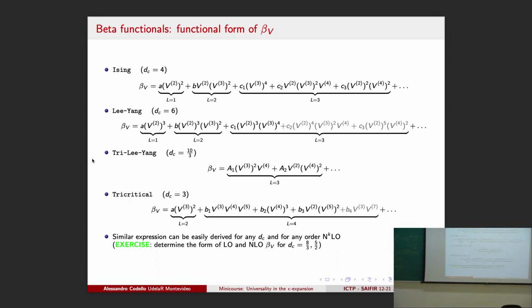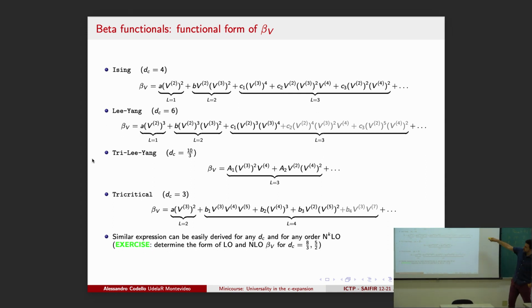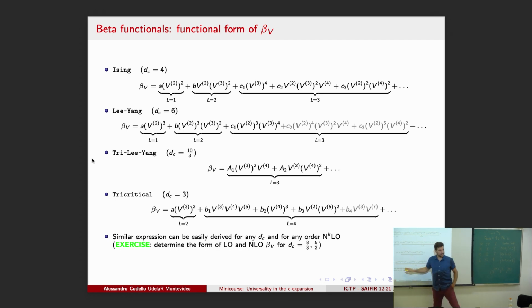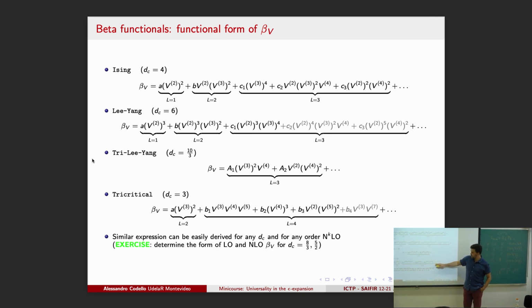Now you see that we can do this for each one of these orders. In particular, let me stress the new interesting thing: this is how the beta functional looks for this theory that has upper critical dimension 10 over 3. Or, for example, look at this theory, which is the tricritical theory. It has the leading order at two loops, and it has the next-to-leading order, which has this form at four loops.